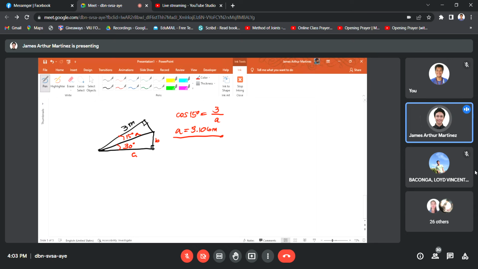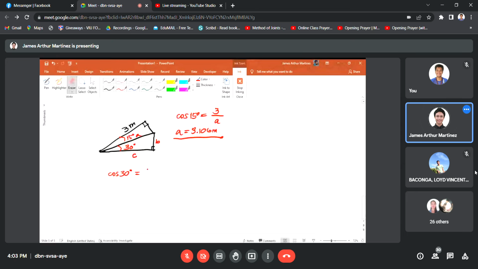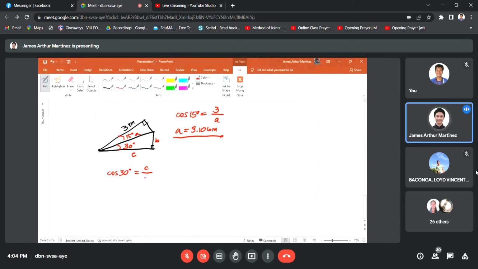So, this is adjacent and hypotenuse. So, cosine function of 30 degrees is just equal to adjacent na si C over hypotenuse na si A, where A is 3.106 meters. Therefore, C is, kailangan na siya. So, 3.106 cosine 30. So you have 2.689, so 2.690 meters.